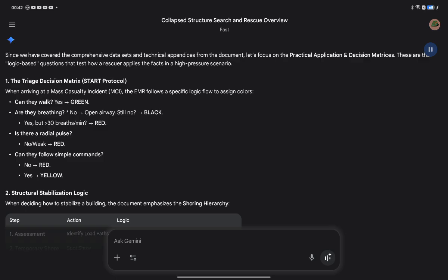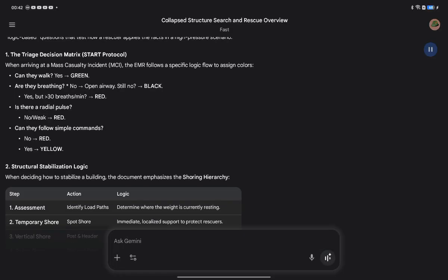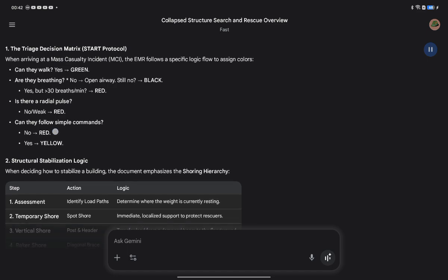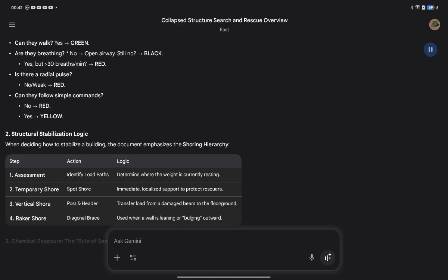1. The triage decision matrix, START protocol. When arriving at a mass casualty incident, MCI, the EMR follows a specific logic flow to assign colors. Can they walk? Yes, green. Are they breathing? No, open airway. Still no? Black. Yes, but greater than 30 breaths per minute? Red. Is there a radial pulse? No or weak, red. Can they follow simple commands? No, red. Yes, yellow.